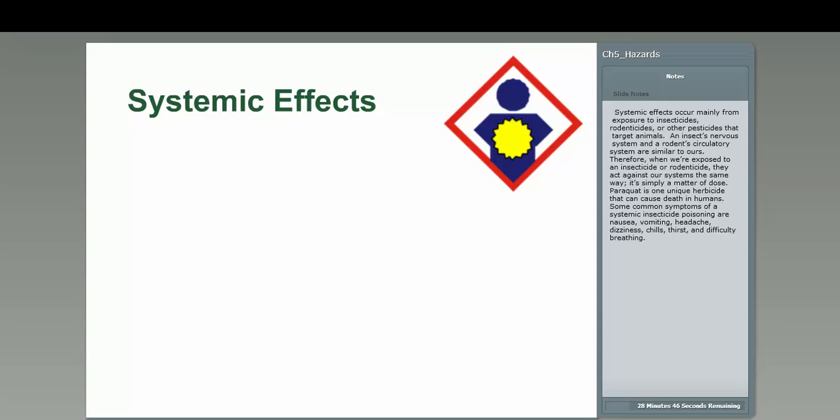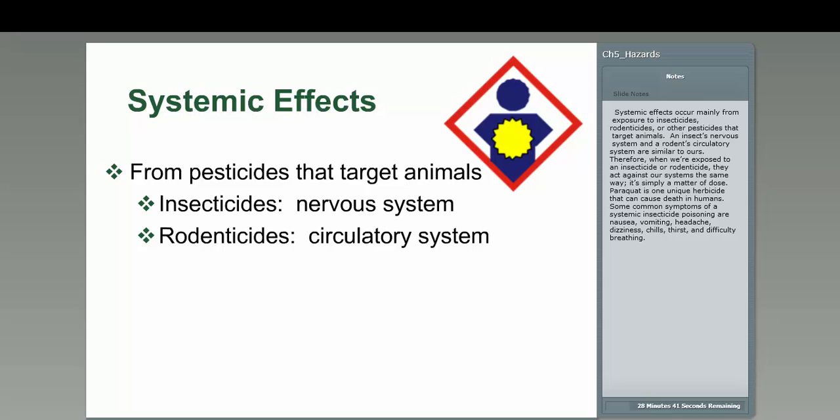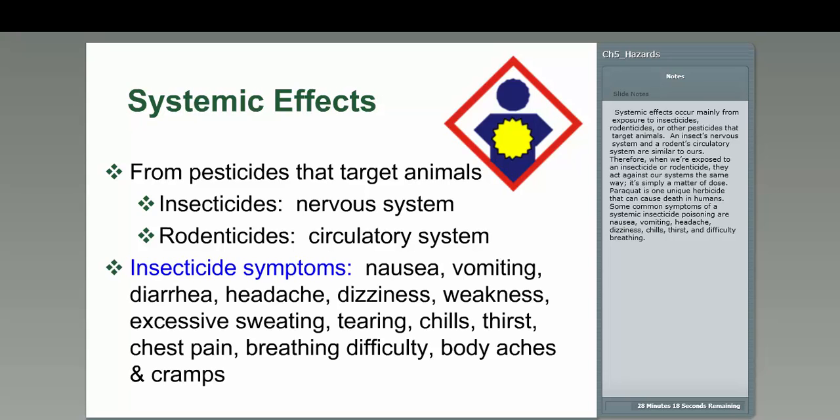Systemic effects occur mainly from exposure to insecticides, rodenticides, or other pesticides that target animals. An insect's nervous system and a rodent's circulatory system are similar to ours. Therefore, when we're exposed to an insecticide or rodenticide, they act against our systems the same way. It's simply a matter of dose. Paraquat is one unique herbicide that can cause death in humans. Some common symptoms of a systemic insecticide poisoning are nausea, vomiting, headache, dizziness, chills, thirst, and difficulty breathing.